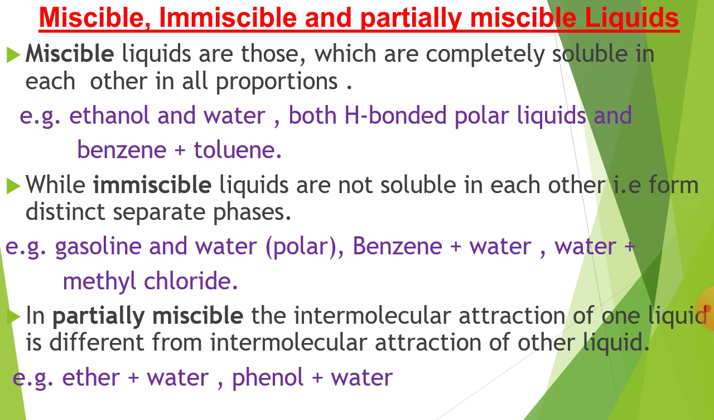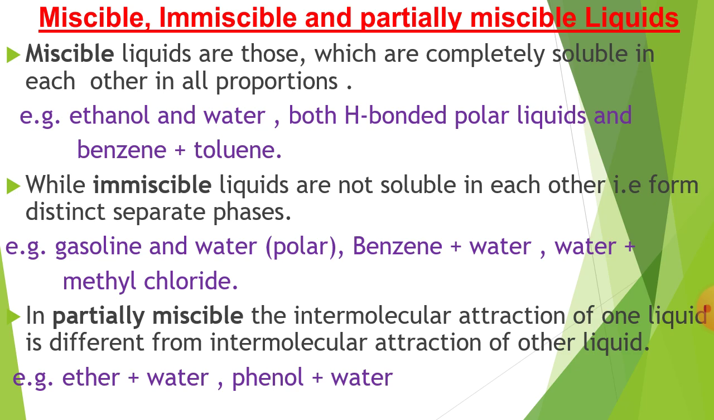Next, immiscible, as the name indicates, they form different, separate layers. So that may be defined as immiscible liquids are not soluble in each other, that is, they form distinct separate phases. The common example is gasoline, that is petrol plus water. Water is polar but gasoline is non-polar, that's why they form separate layers. Benzene plus water, water plus methyl chloride, these are other examples of immiscible liquids.